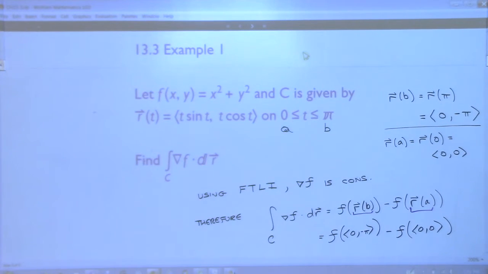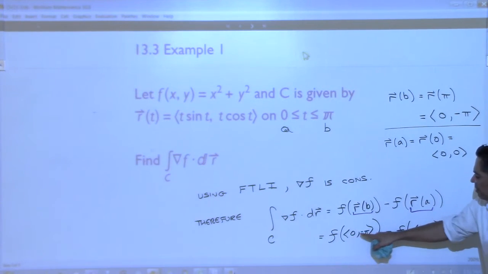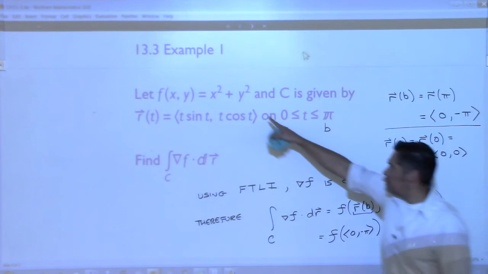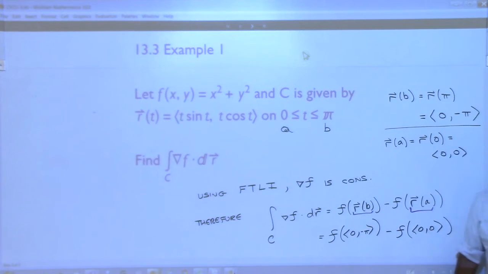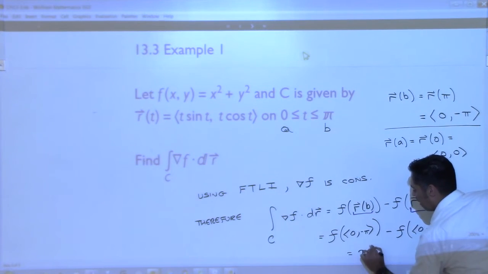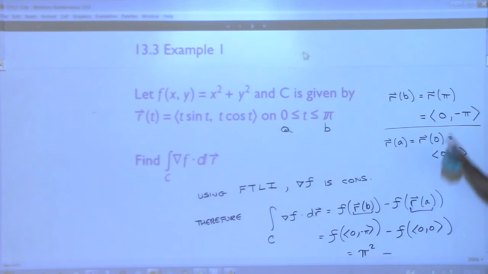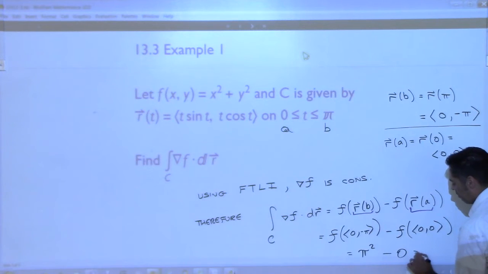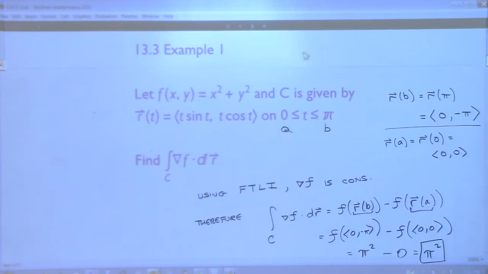All right, so let's plug it in. If we plug in 0 for x and negative pi for y into that scalar function, we get a scalar answer, and that answer is what? Pi squared. Minus, and if we plug in 0 and 0, we get 0, which would be pi squared then. The work done is pi squared. Now, what do y'all think? That's pretty nice, right?